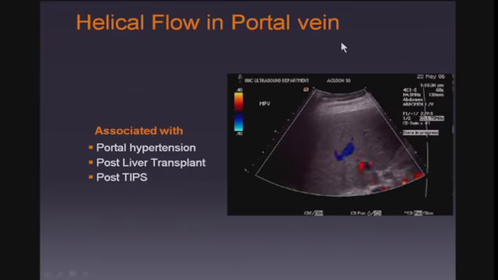This helical flow pattern is normal, but it becomes accentuated in the presence of portal hypertension following liver transplant and post-TIPS. So here's an example of the helical flow pattern within the intrahepatic portal vein past the porta hepatis. You see red and blue. The blue in this case does not represent reversal of flow. It just represents the blood spiraling upwards into the liver.